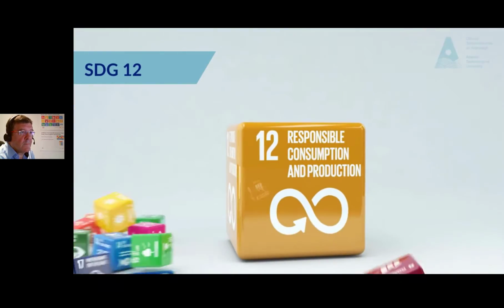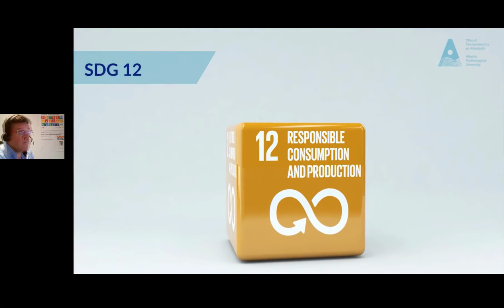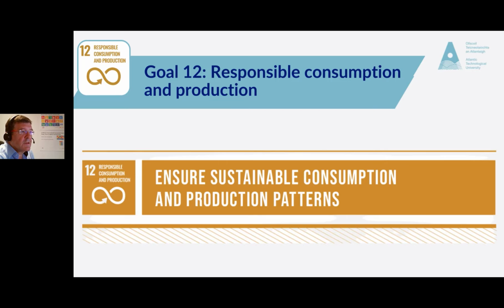SDG 12, Responsible Consumption and Production. The underlying principle here is to ensure sustainable consumption and production patterns. I'm sure all of you are familiar with the issues that we have in relation to limited resources and global resources running out, using products sustainably, ensuring that products are recycled.